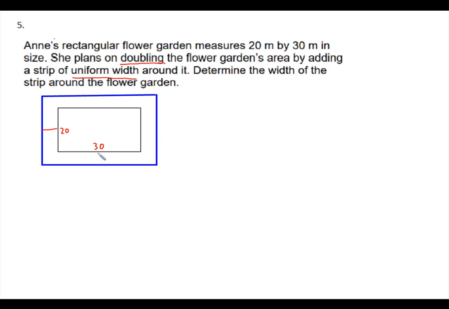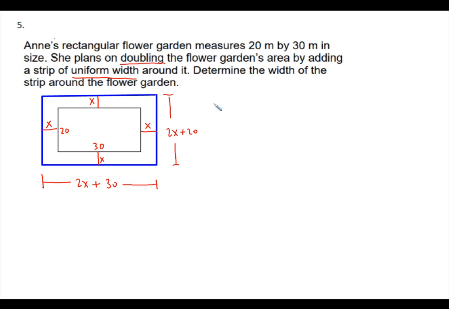That means she's going to make a strip of uniform width here. So remember, uniform width, all these are going to be equal. So each of these are going to be x. Then we need to determine the width of the strip around the flower garden. After we've made it bigger with the uniform width, this side here is going to be 2x plus the 30, because it was 30 before, then we added x to each side. Over here, this side would be 2x plus 20.